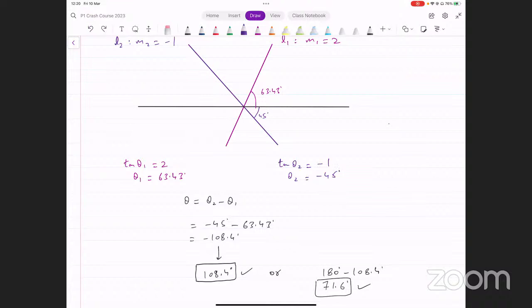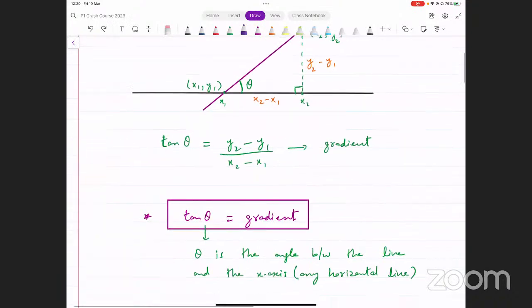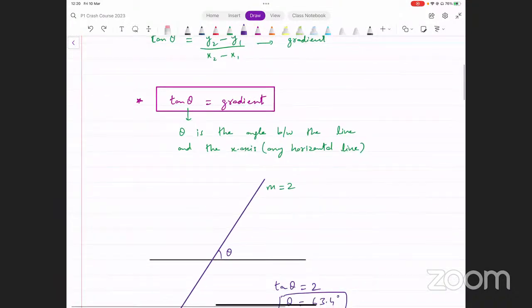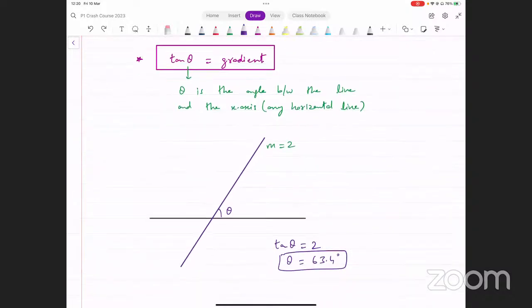All right. So this is how you can find angle between any two lines. This is one way to do it. If you just remember this formula, tan theta equals gradient, remember this formula is for finding angle between the line and the x-axis. If you want to use it for two lines, you would use this formula twice and then subtract the angles that you get as the result.